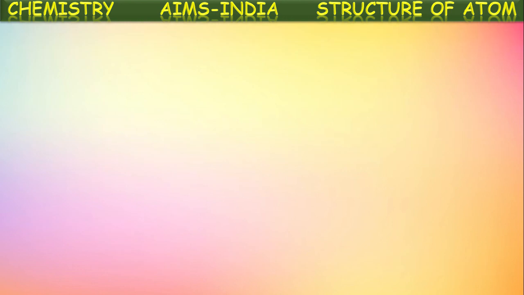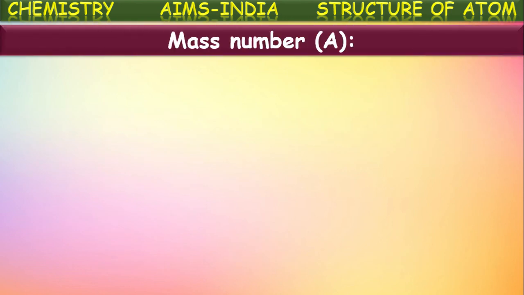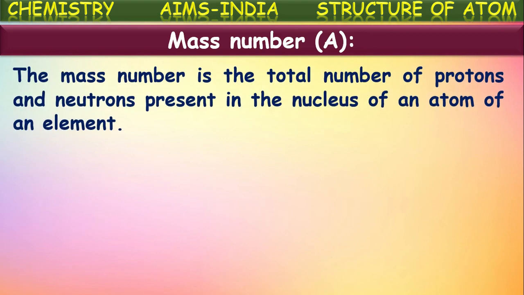Next, let us see one more concept about atoms, which is mass number. The mass number is the total number of protons and neutrons present in the nucleus of an atom of an element. The total number of protons and neutrons present in the nucleus of an atom is altogether considered as the mass number of that element.